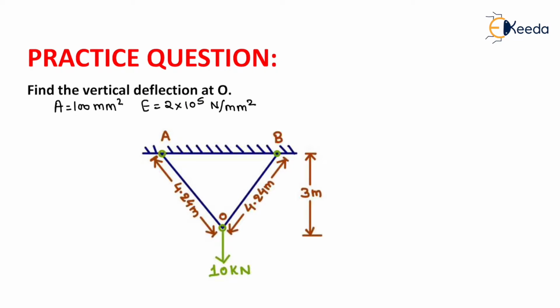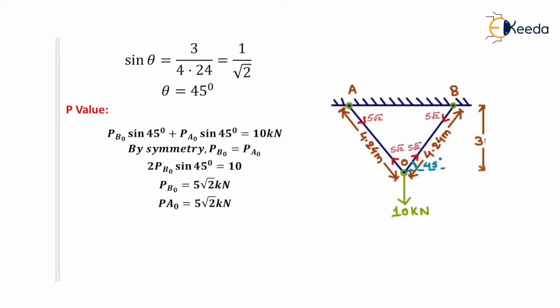The question is written as: find the vertical deflection at O if area is equal to 100 mm square and E is equal to 2 into 10 to the power 5 Newton per mm square. A truss is shown here. At joint O, there is a 10 kN load acting in the downward direction, and the inclined member length is given as 4.24 meter. Now we need to calculate the deflection at joint O.